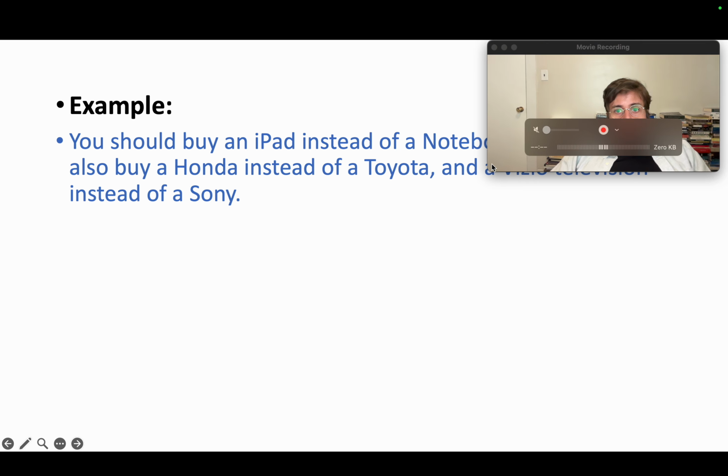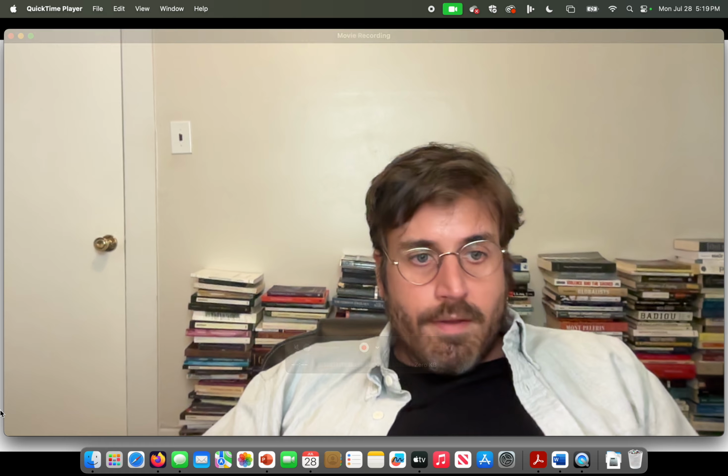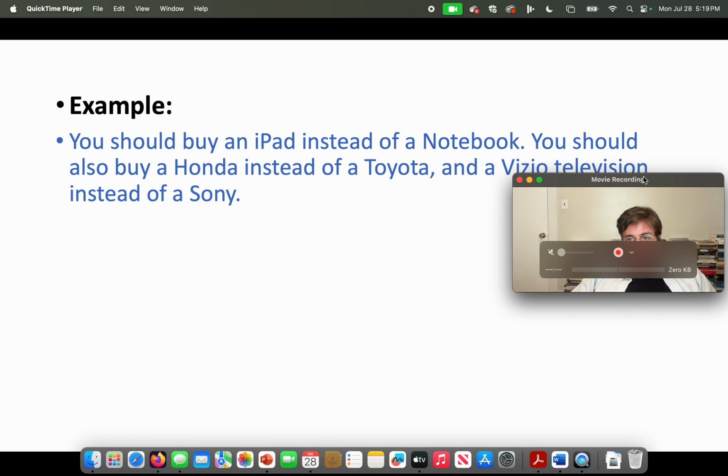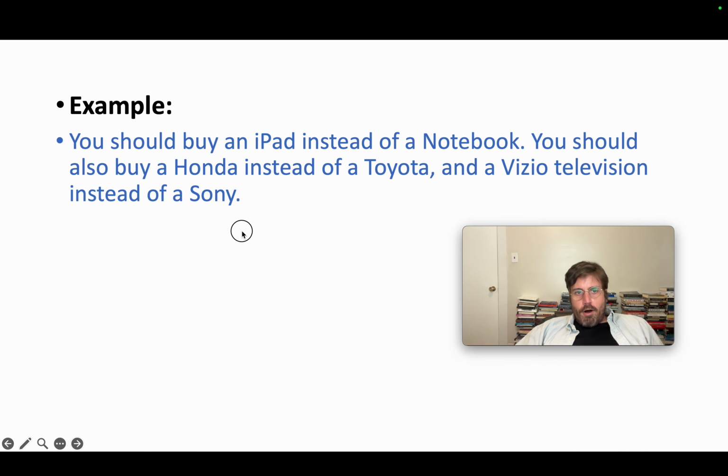Okay, here is another example. Okay, you should buy an iPod instead of a notebook. You should also buy a Honda instead of a Toyota and a Vizio television instead of a Sony. All right, now let's think about this. You'll notice the lack of indicator terms, right? You will notice no therefore, no since, no because, no so. So all of that should sort of give you a little bit of an alarm bell that this may not be an argument at all, right?